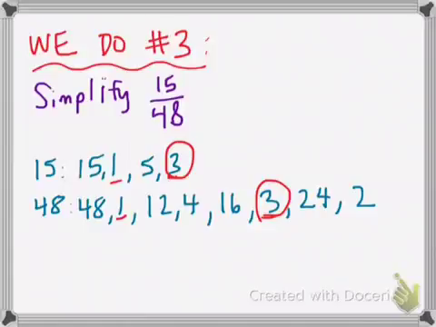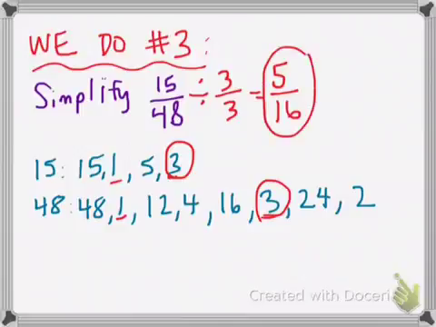Step 3 says divide the numerator and denominator by the greatest common factor. So I divide 15 by 3 and then 48 by 3. I know that 15 divided by 3 is 5. 48 divided by 3 I know is 16. So this 5/16 cannot be simplified anymore because 5 and 16 don't have any factors in common, because 5 is a prime number. So 15/48 in simplest form would be 5/16.